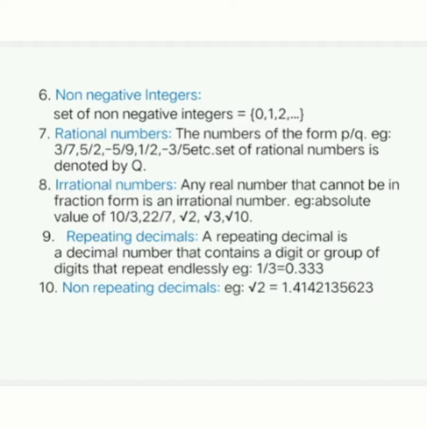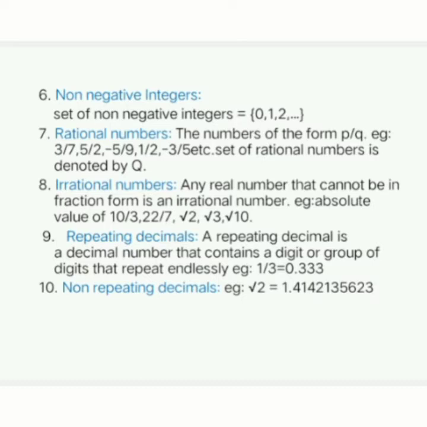This also includes integers, terminating decimals and repeating decimals, as well as fractions. For example, as you see, 3 by 7, 5 by 2, minus 5 by 9 and so on are the set of all the rational numbers. It can be denoted by the letter Q.